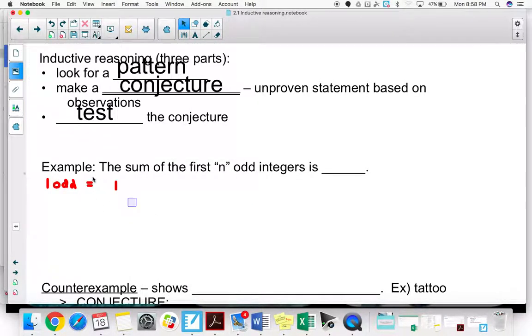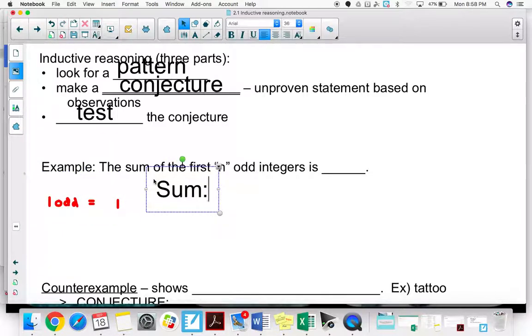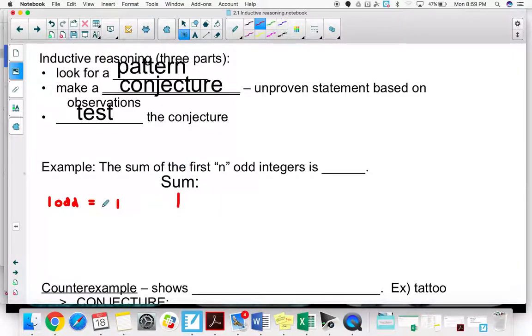If I add up all of the numbers in my list, the sum of 1 is 1. So I'm just going to put that here in my sum column. Okay, let's try the first two odd numbers. The first two odd numbers are 1 and then 3. If we add those values up, 1 plus 3 is 4.